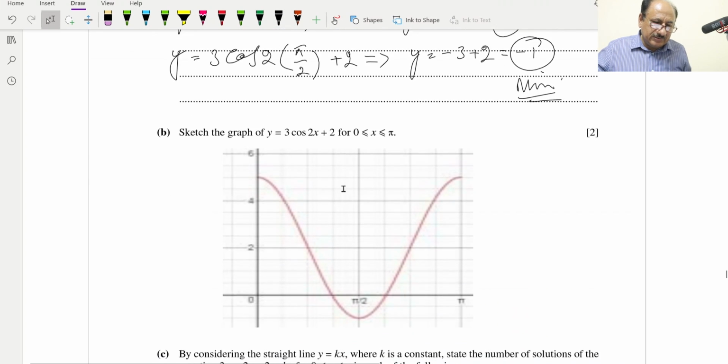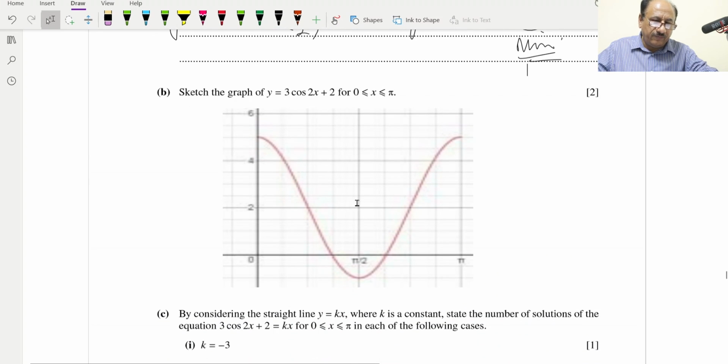Now next is sketching the curve. This graph I have added. It is not there in the question, but for explanation I have added it because it's a little difficult to draw here, so I have taken a sketch of this. So sketch the graph of y is equal to 3 cos 2x plus 2, where x will be 0 to pi.